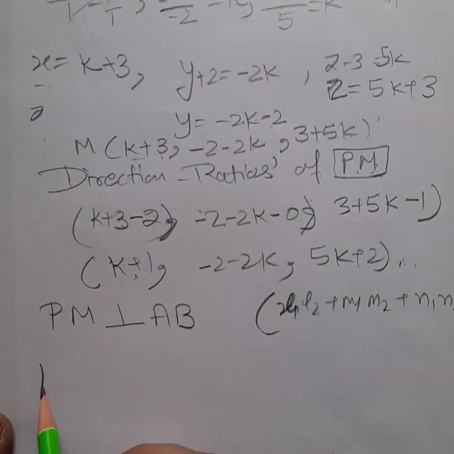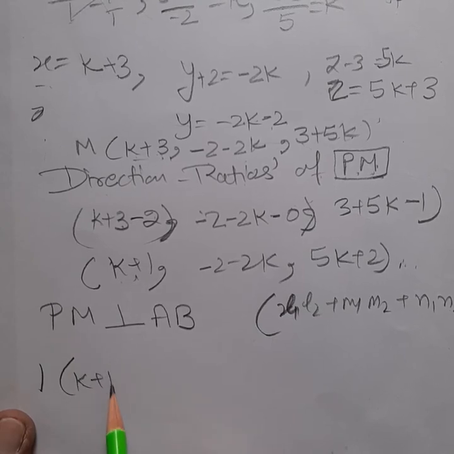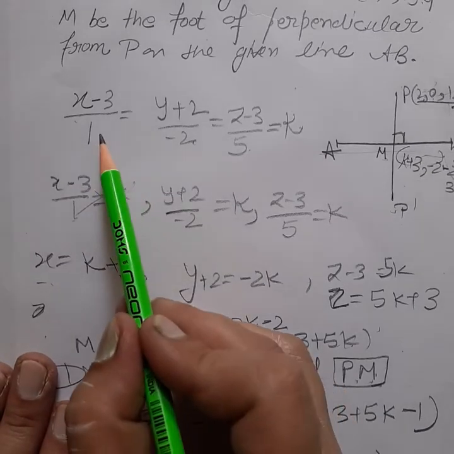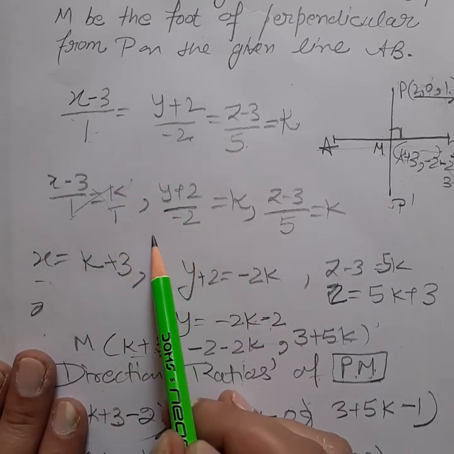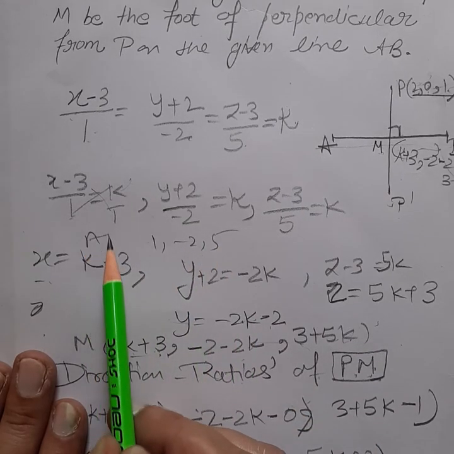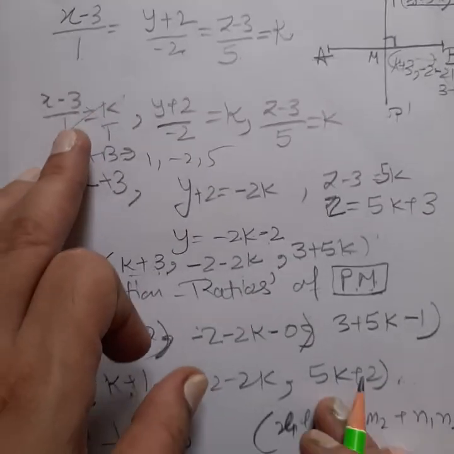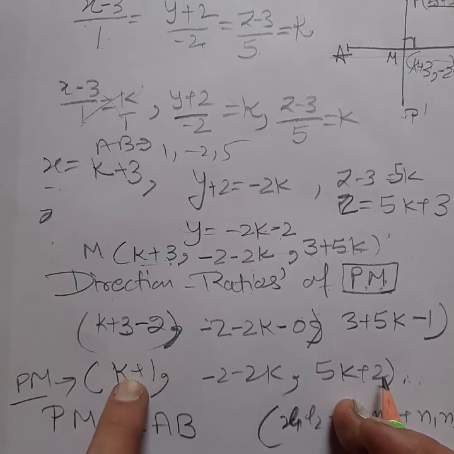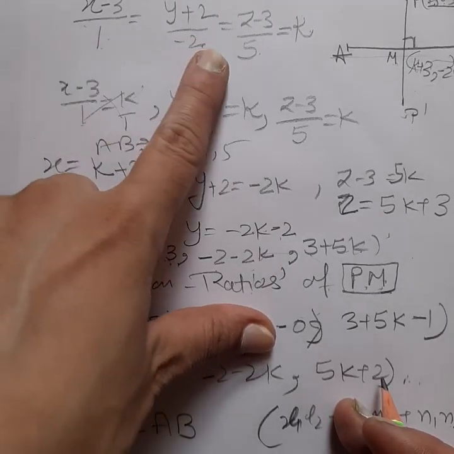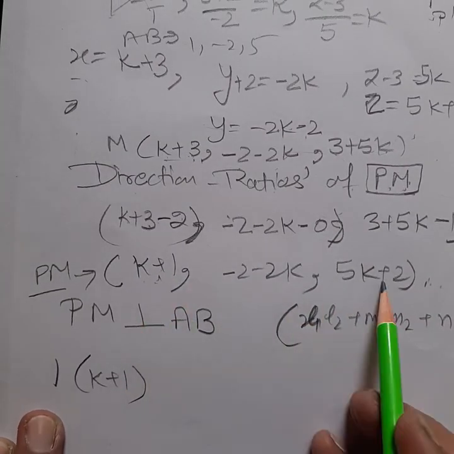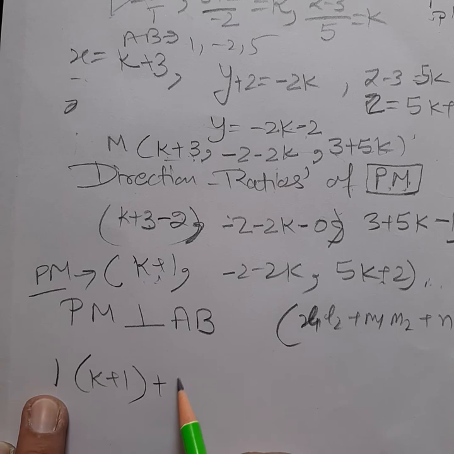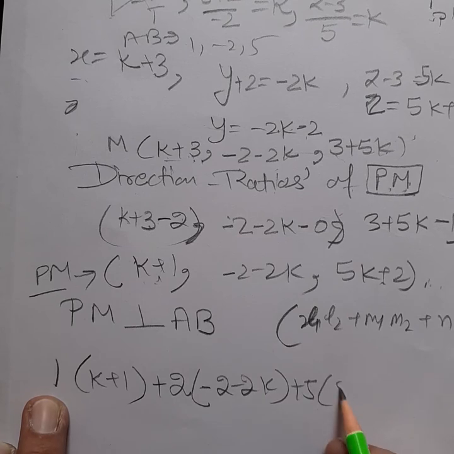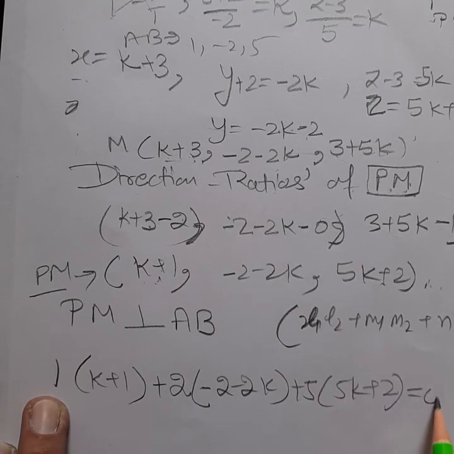First of all, you write here 1 into k plus 1, because this is the direction ratios of PM, and this is the direction ratios 1, minus 2 and 5, which is the direction ratios of AB. If these two lines are perpendicular, then the dot product of the direction ratios of these two lines will be 0. Now we take the point 1, minus 2 and 5 with these points, where here we write 1 plus 2 and minus 2 minus 2k plus 5, and we can write here 5k plus 2 is equal to 0.